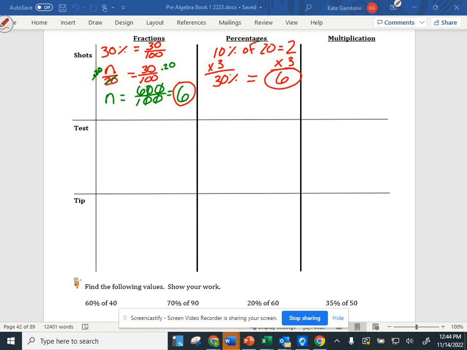Aiden. No, 30% equals 6, because this was a 2. 10% of 20 is just 2. So if we multiply it by 3, it's 6 shots. Because our question was, how many shots did she make? She made 6 shots. 30% of 20 is 6.